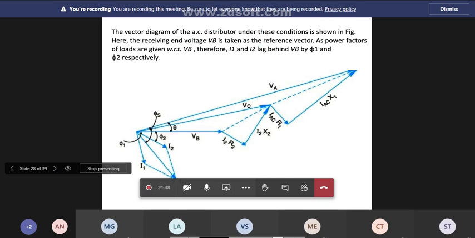What should be added to VB? I2 R2. Resistance drop is always in phase with the current. Since I2 is lagging, I2 lags by angle phi2 and I1 by angle phi1. How to combine I1 plus I2 vectorially? Now VB is the reference and I2 R2 is in phase with I2, that's why I am writing like this. I2 jX2 is at 90 degrees, like this. So VB plus I2 R2 plus I2 jX2, what are you getting? VC. Now for VC, not I1 R1 but IAC, why? Because it is I1 plus I2, right? IAC R1, IAC X1, we are getting VA.